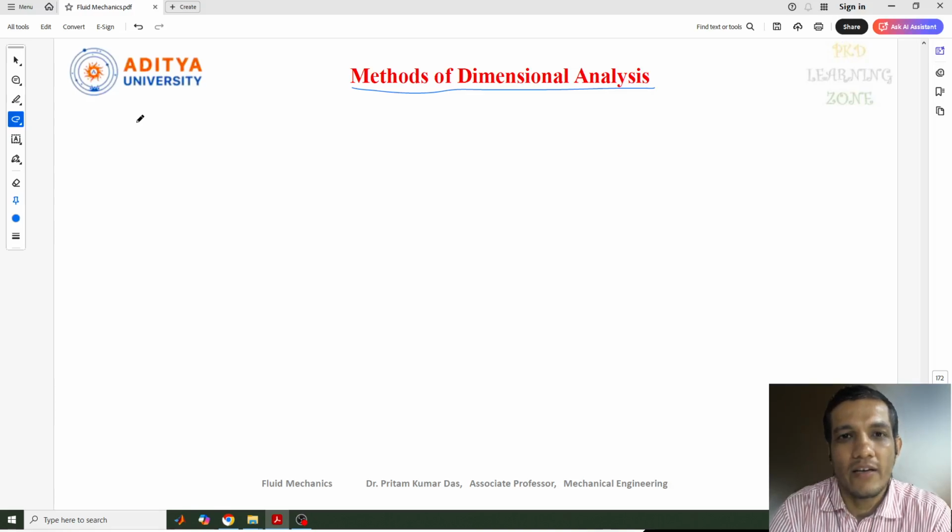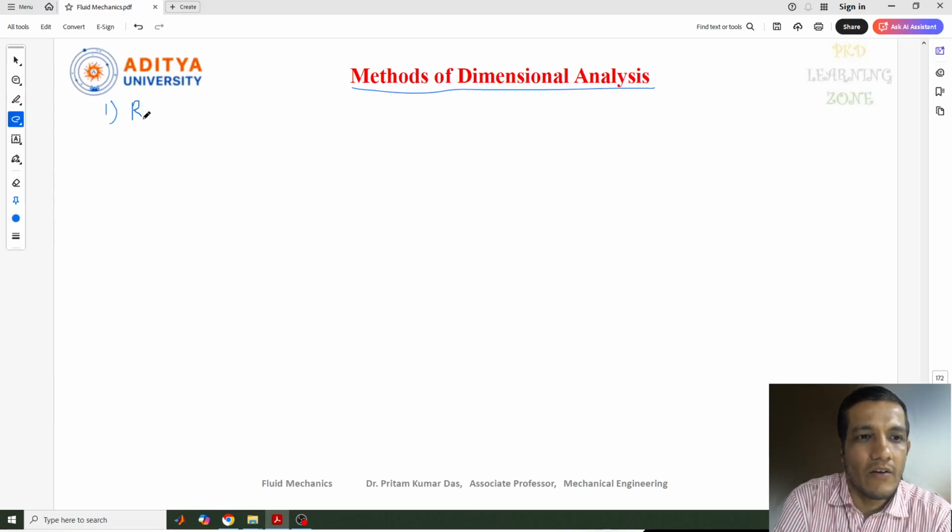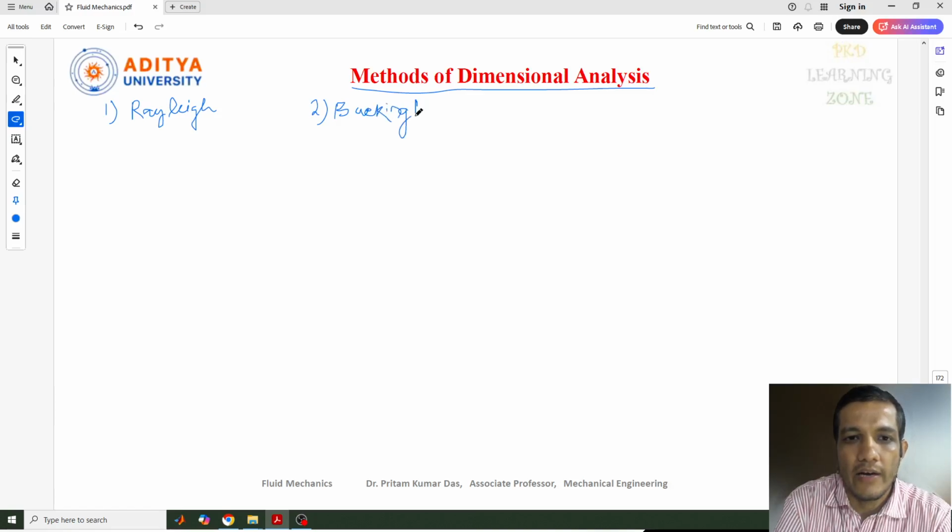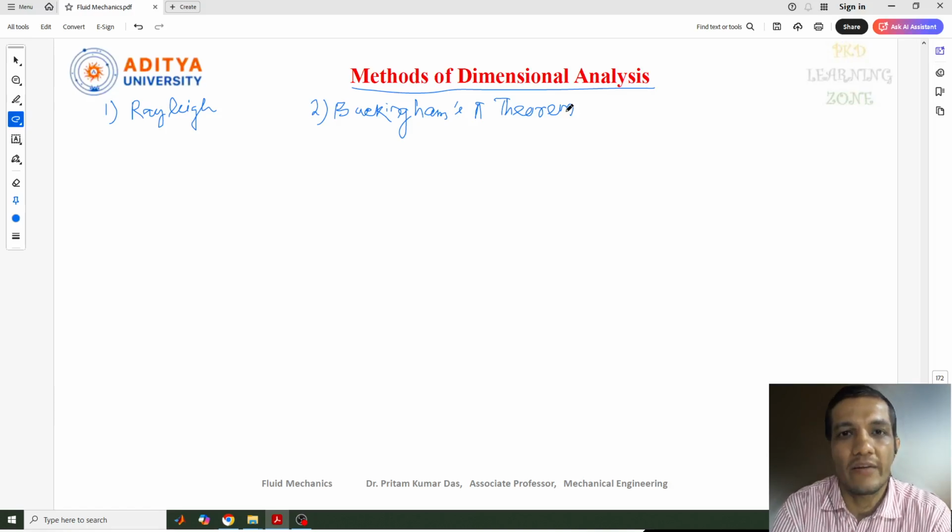And how we can determine the relation between the variables can be determined by two methods. First one is Rayleigh method, and second one is Buckingham's pi theorem.